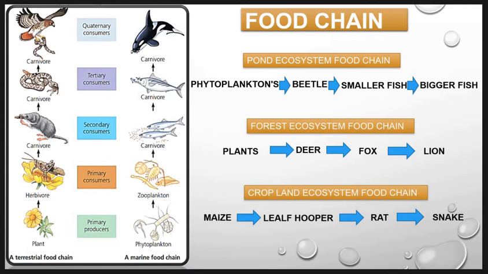The forest food chain includes the trees and plants at the producer level. Then rat, rabbit, deer, and elephant are the primary consumers, who eat the plants, grass, and trees. The jackal and fox are the secondary consumers, and finally the tiger and lion are the tertiary consumers.